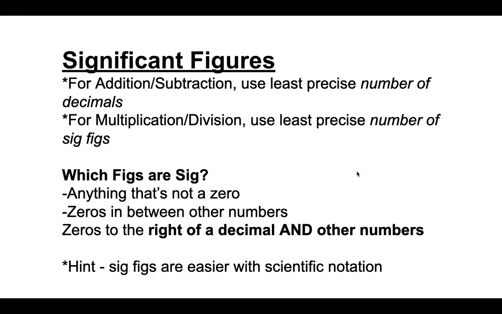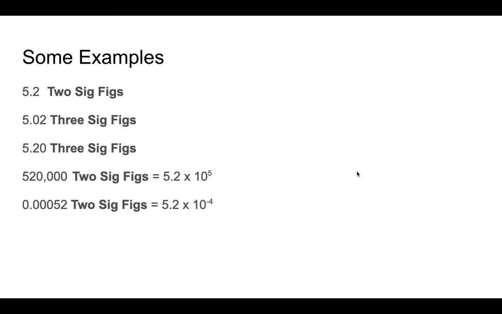So let's take a look at a few examples, shall we? 5.2. Clearly this number has two significant figures, right? They're both numbers and neither of them are zero. 5.02. This number has three significant figures because we have the 5 and the 2 and then we have a 0 in between. So 1, 2, 3 sig figs.